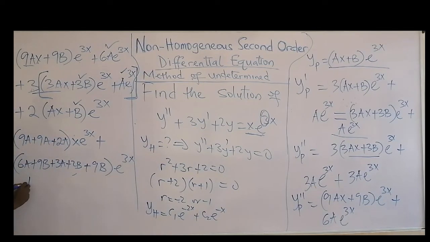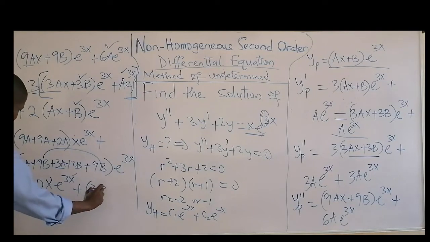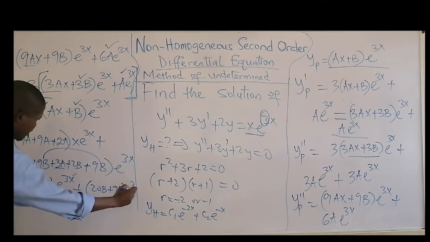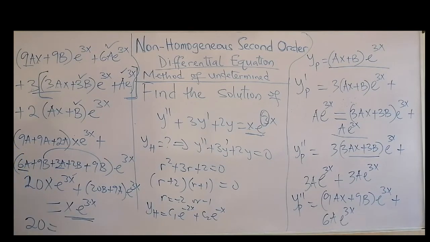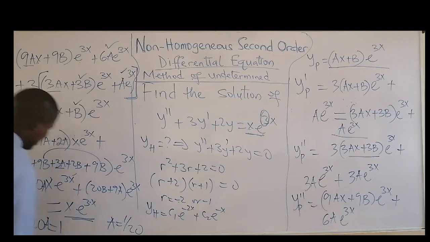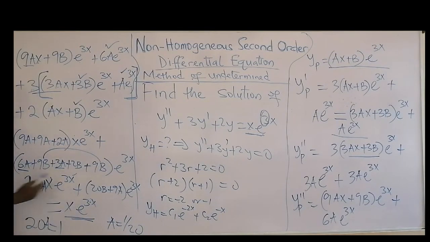This gives 20a x e3x, plus 20b plus 9a into bracket e3x. Something is missing here. 9a plus 9a is 18, plus 2a, that's 20a. So 20a equals 1, so a equals 1 over 20. I am equating the coefficient of x e3x on both sides. So a is 1 over 20.